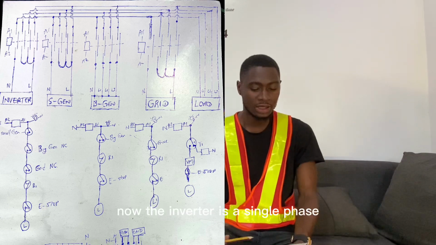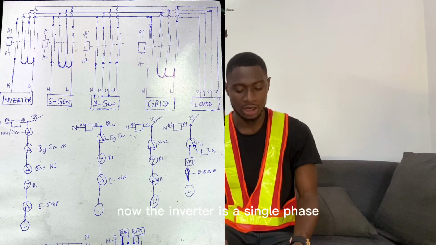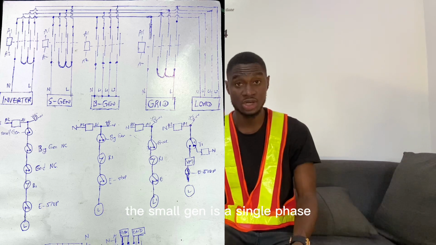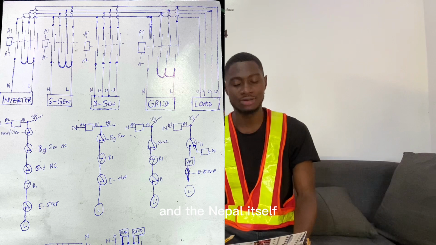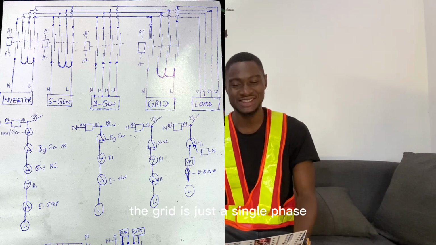Now, the inverter is single phase, the small gen is single phase, the big gen is 3-phase, and the NEPA line itself, the grid, is just single phase.